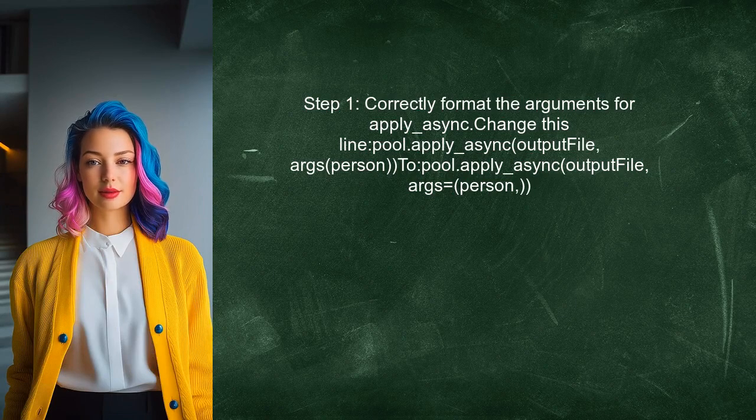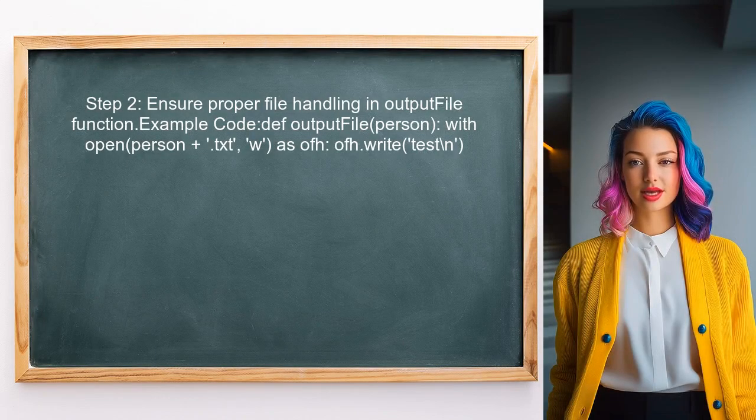To address the issue with the multiprocessing not completing jobs, the user should first ensure that the arguments passed to the apply_async function are correctly formatted. Specifically, they should use a tuple for the args parameter. Next, the user should check if the output file function is properly handling file operations.